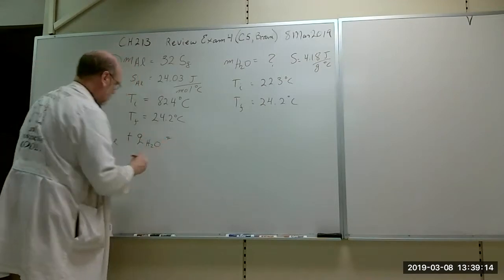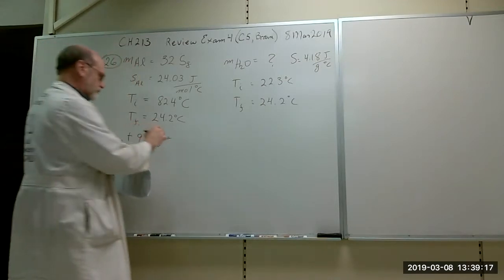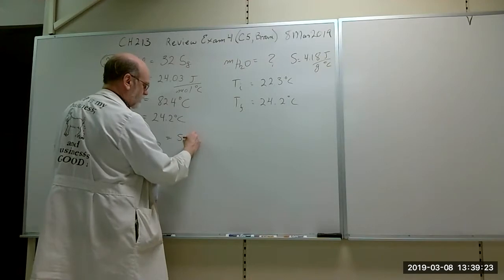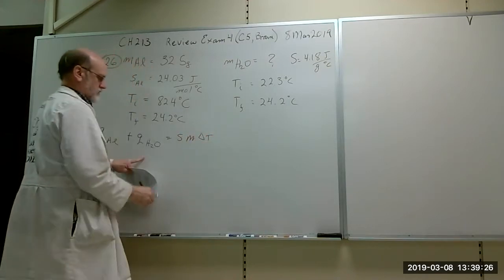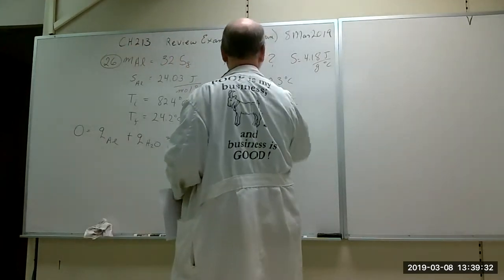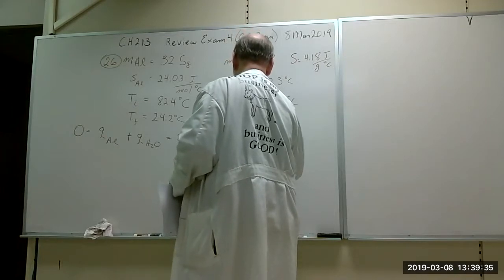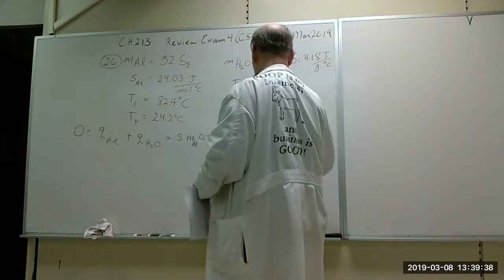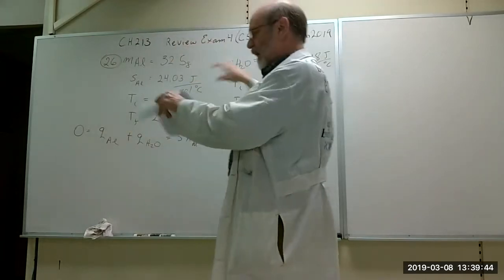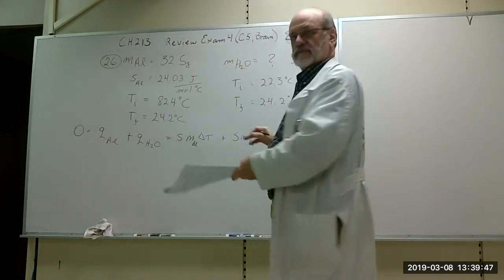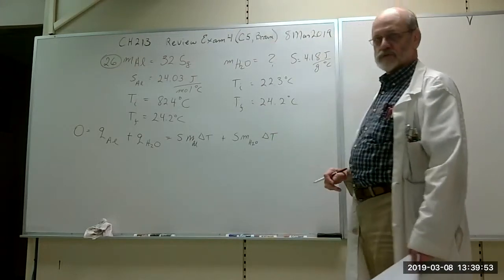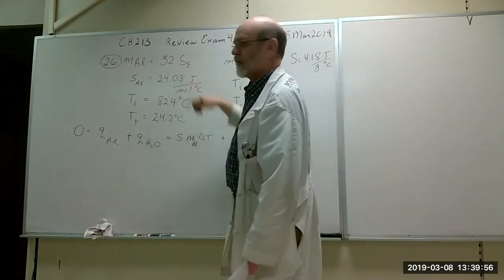Okay, now that we've got that expression, what's the Q of aluminum? Well, we need to know the specific heat. We need to know the mass and change in temperature for aluminum. And the same thing for water. Okay? Now that we've got our problem set up, we'll do some mathematical gymnastics. We need to convert that aluminum to moles because this is in terms of moles, not mass.